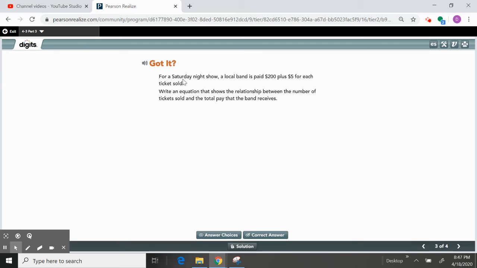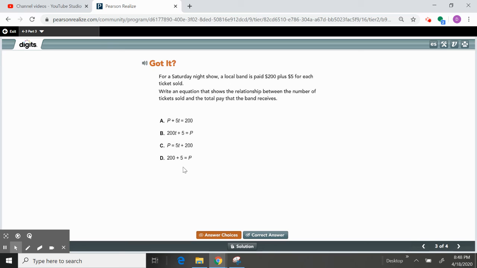All right, so here we go. For a Saturday night show, a local band is paid $200 plus $5 for each ticket sold. So $200 and then $5 for each ticket. So they get paid $200 just for showing up, and then for each ticket, they get $5. So write an equation that shows the relationship between the number of tickets sold and the total pay the band receives. So here are the answer choices. P would be total pay.